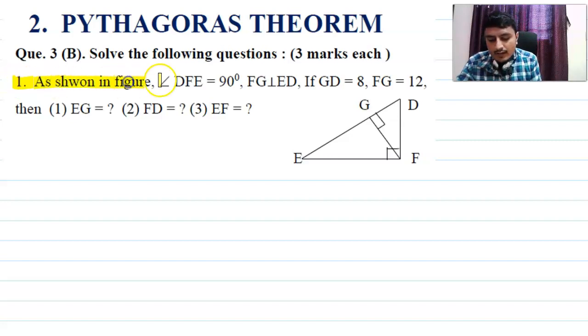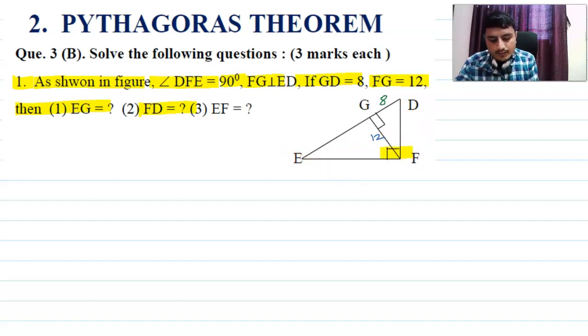First question we have, as shown in the figure, angle DFE is 90 degrees. FG is perpendicular to ED. If GD equals 8 and FG equals 12, then we have to evaluate the value of EG, the value of FD and the value of EF. So what shall we have to do?